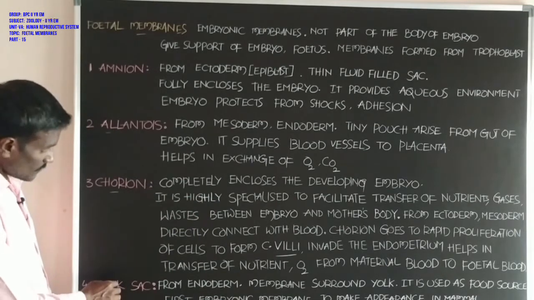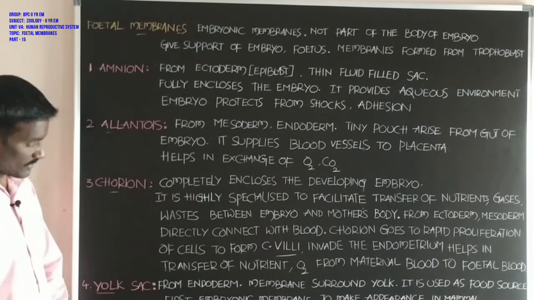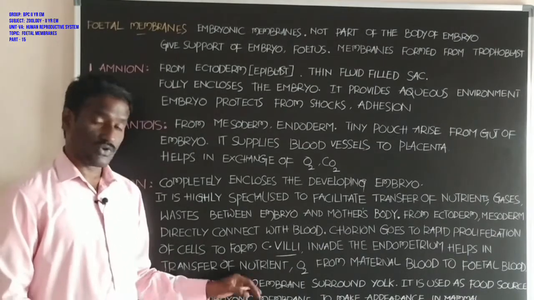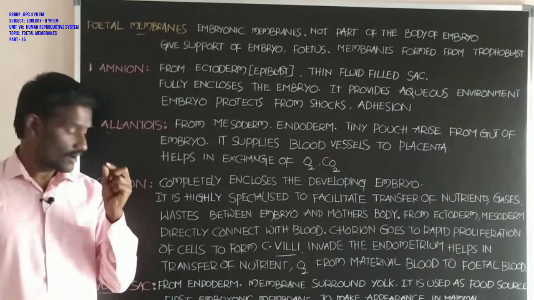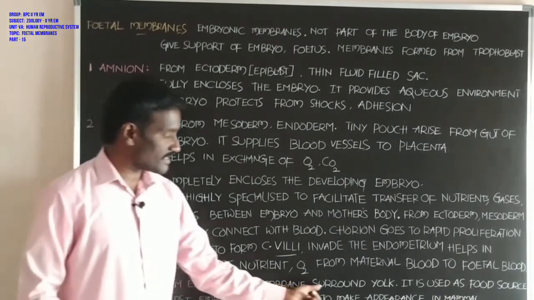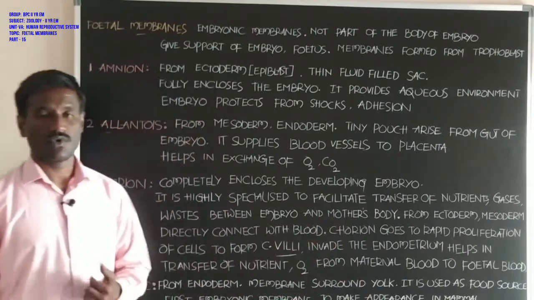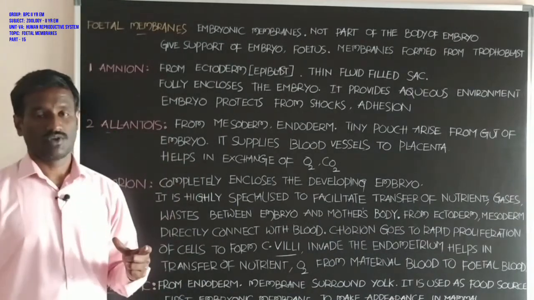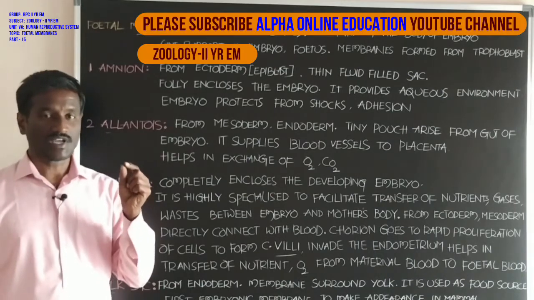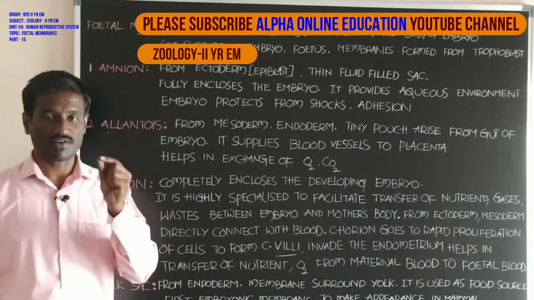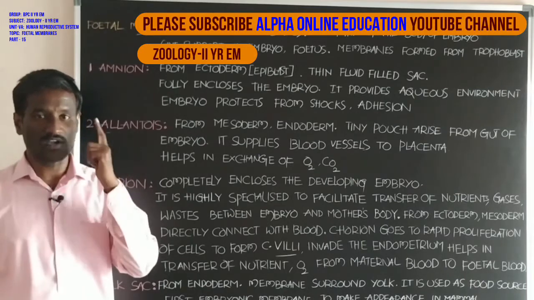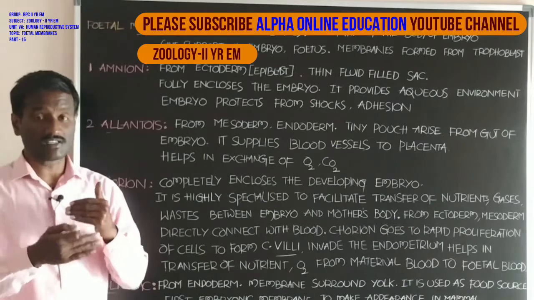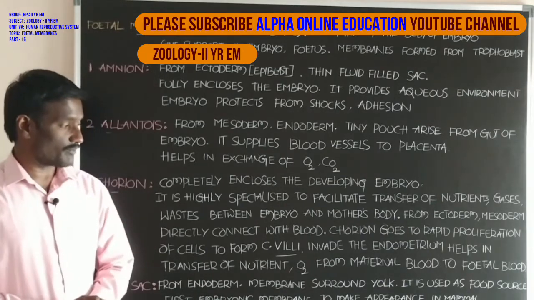Okay, students. Next, the last one, the yolk sac. The yolk sac is from the endoderm. The yolk sac is the membrane that surrounds the yolk. The yolk is the content of food particles, food material, for the cells present in the developing embryo.